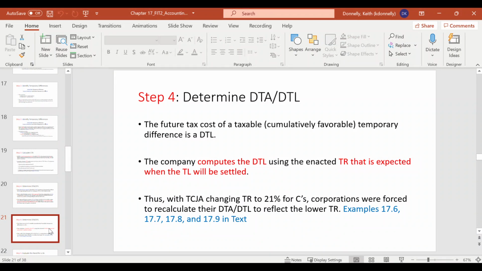So, as I have here, the future tax cost of a taxable temporary difference is a DTL. The company computes the DTL using the enacted tax rate that's expected when the tax liability will be settled. Thus, because the TCJA made corporate tax rate 21%, they had to be cognizant of this. Basically, when they changed it from a progressive tax rate to a flat tax rate, companies had to go in and change their deferreds in light of this.